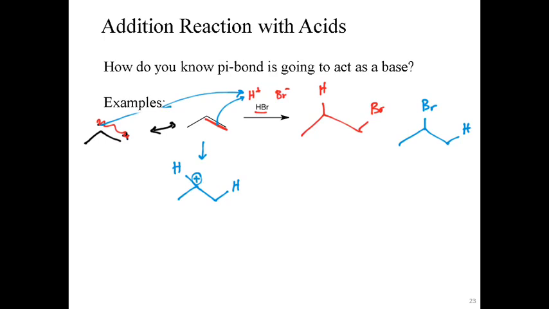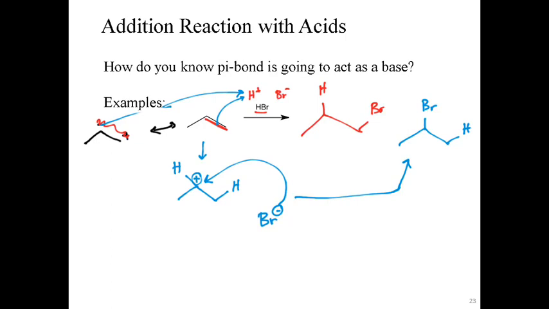Now what do we have? We've got a positive carbocation and negative bromide. What can we do? Tack. And we end with our answer. Make sense? Electrophilic addition with acids.